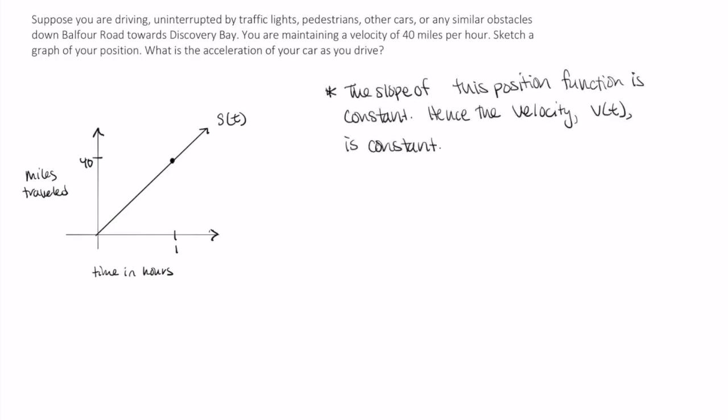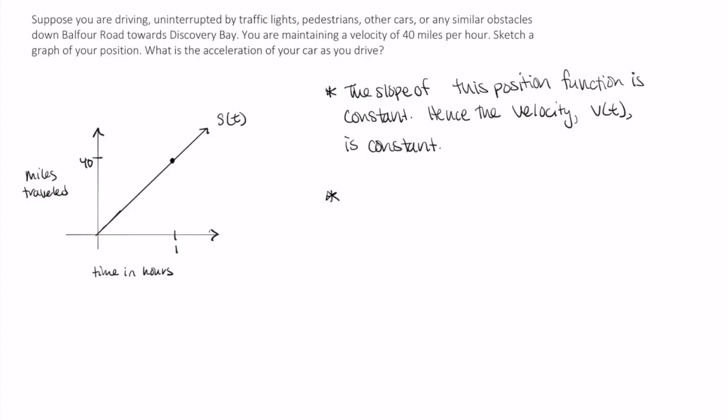Next, what does this tell us about the acceleration of this graph? Or excuse me, the acceleration of this vehicle. Well, think back to times when you've been driving. If you've put on cruise control and you're going at a steady 40 miles per hour on a flat surface, does your car accelerate at all? It does not. In fact, the acceleration is 0.